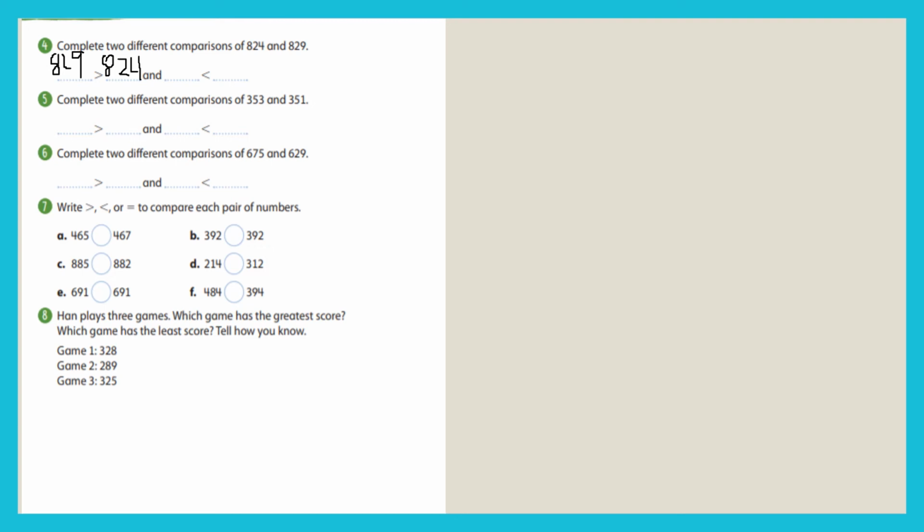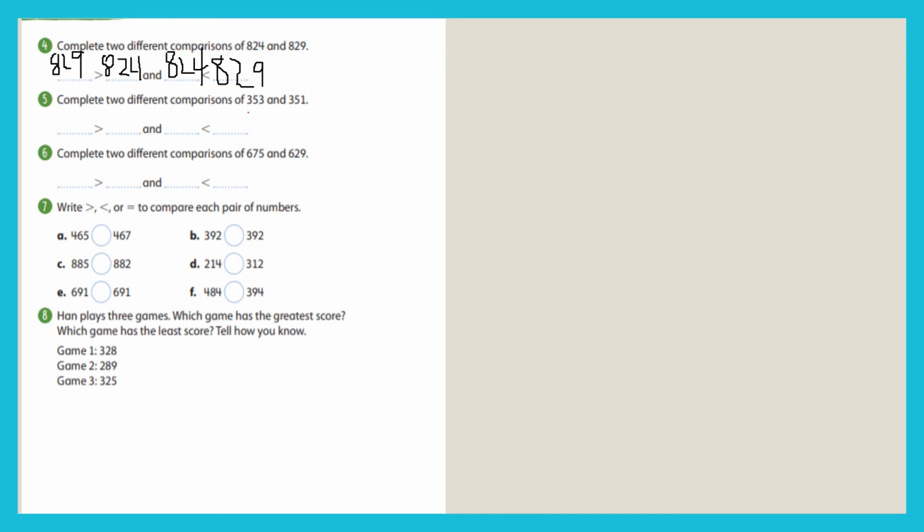Now look where my arrow is. My arrow's open is over here, so I have to go 829 here, and I go 824 here. And it reads like this. 829 is more than 824, and 824 is less than 829. All right, let's do the next one.